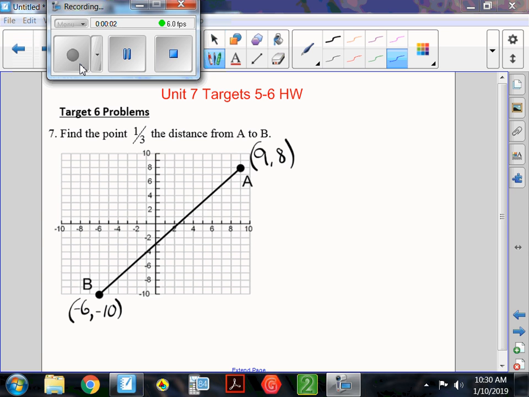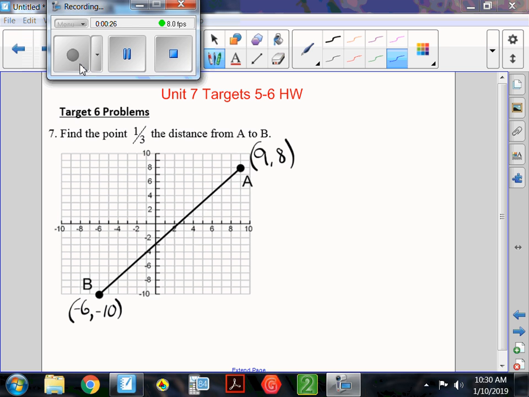Number 7 on the worksheet, trying to find a point that is 1/3 of the distance from A to B. I'm going to show this on the graph first, and then show you how to do it without using the graph. Check our answers with using both results. We do want you to know how to do it without a graph for the test, in case you have some decimals you have to work with, but usually looking at it on the graph is easier for some students.